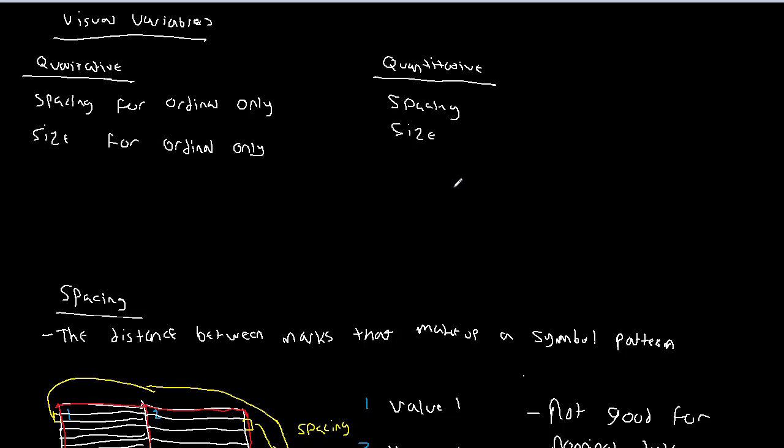So hopefully that makes sense, the way that we can make symbols bigger, or in the case of polygons, the symbols within the patterns bigger, to represent differences in the underlying data using the visual variable size.